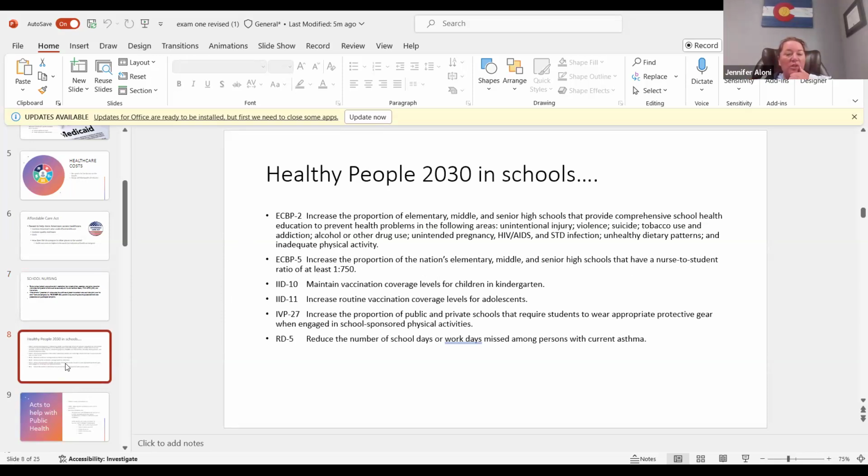All right, we talked about this in class, that we're trying to get those asthmatics back in school. So here's some things Healthy People 2030 likes to do: routine vaccine coverage for adolescents. We're going to see if we can reduce the number of school days or work days missed for those with asthma, right? That's important in our schools.